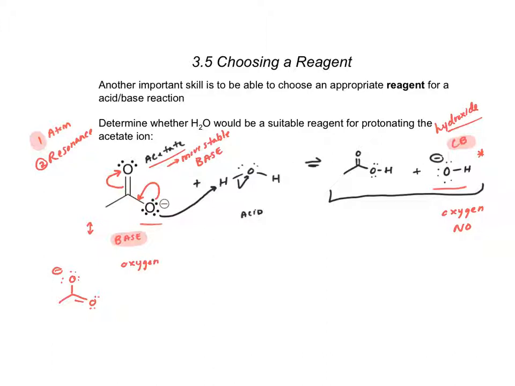No. If it was, this would be our favored side of equilibrium, which it is not. The more stable conjugate base is acetate. This is our favored side of equilibrium. So the question, is water capable of doing this reaction and producing these products, is no. Because again, this is more stable. This is the side that's going to actually be favored at equilibrium.